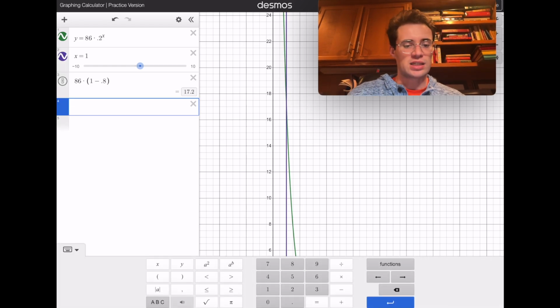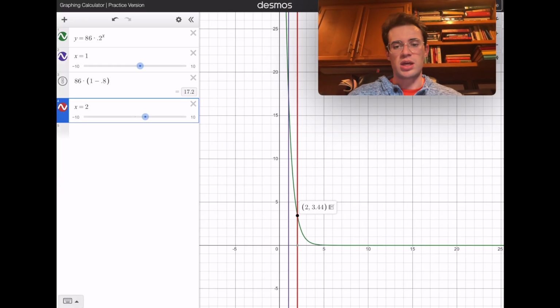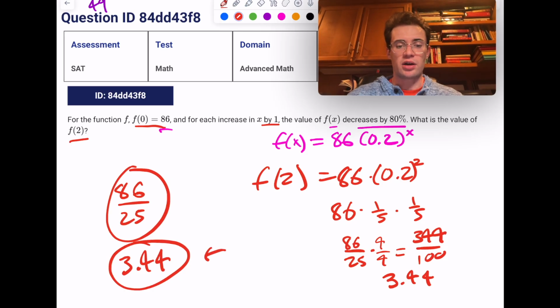And this is not our answer. They wanted when x is equal to 2, so we'd say x equals 2. So where do those intersect? It would be at 2, 3.44, so our output is 3.44. After x goes up to 2, then your output is 3.44, which again is what we got here. It's equivalent to 86/25. Either of these answers is acceptable. Just if you have a fraction, make sure it's fully simplified. This is. If you have a decimal, then you can just enter it in like that.